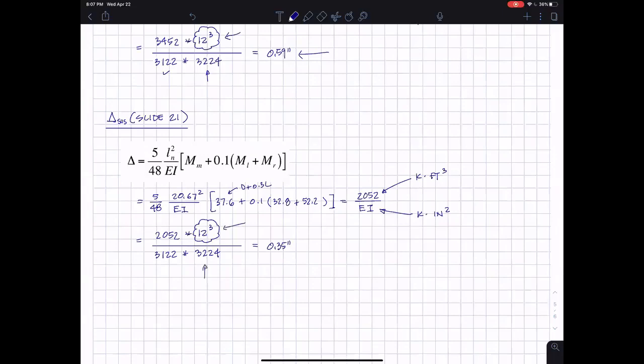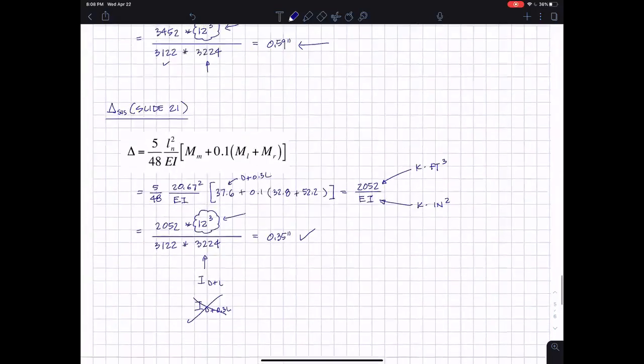But this is the I for dead plus live, not the I for dead plus 0.3 live. Because when you put the full load on it, you crack the beam, and you get I to come down to 3224. And when you take 70% of the live load off, the beam doesn't uncrack. Once it's cracked, that's the moment of inertia. And that's how we get the 0.35 inches.